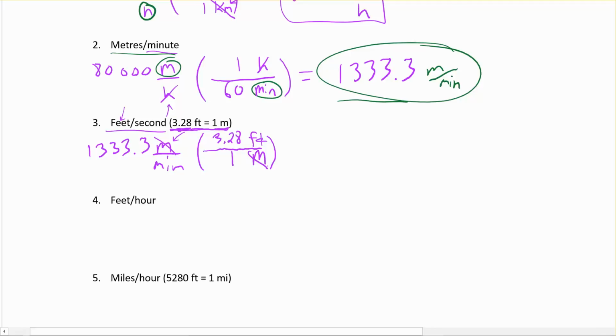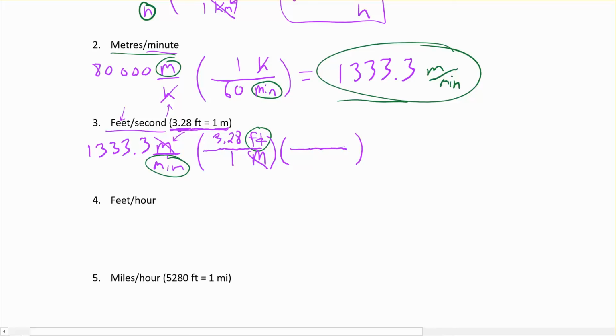But now if I look where I'm at, I would have units of feet per minute if I just multiplied the tops there, right? 1,333 by 3.28. I'd have feet per minute. So we're not quite done. We want to have feet per second. So the next thing I'm going to do is multiply again. We're going to make another thing we're going to multiply by.